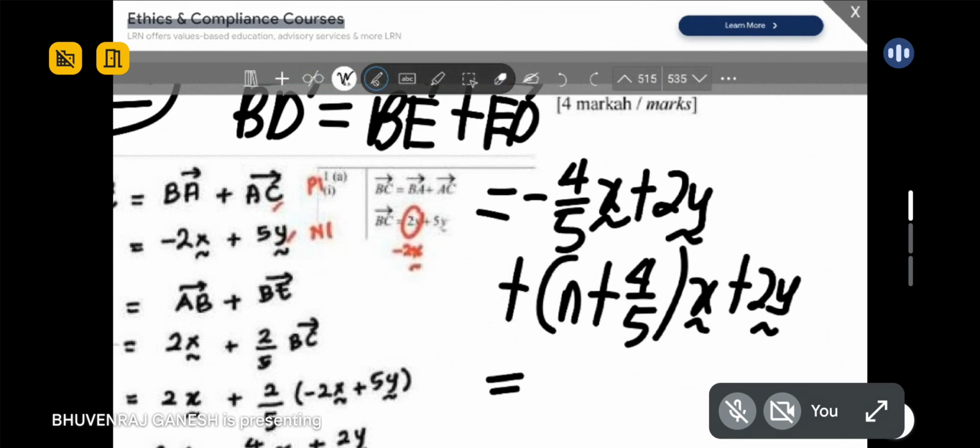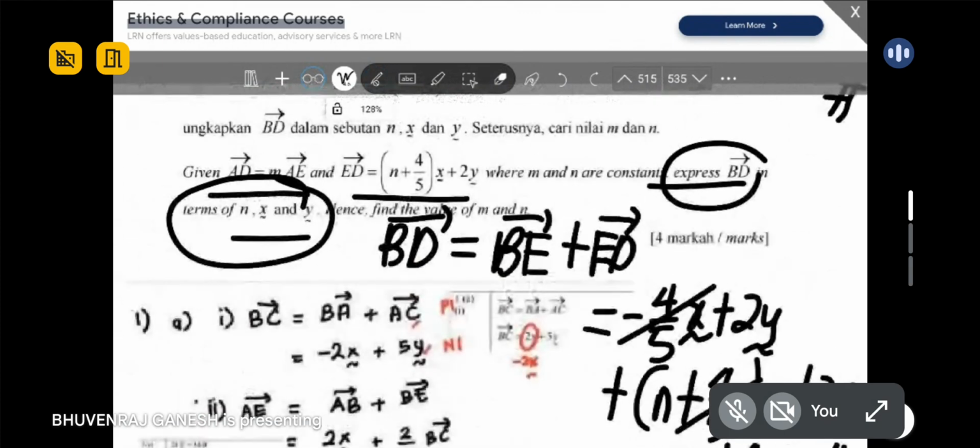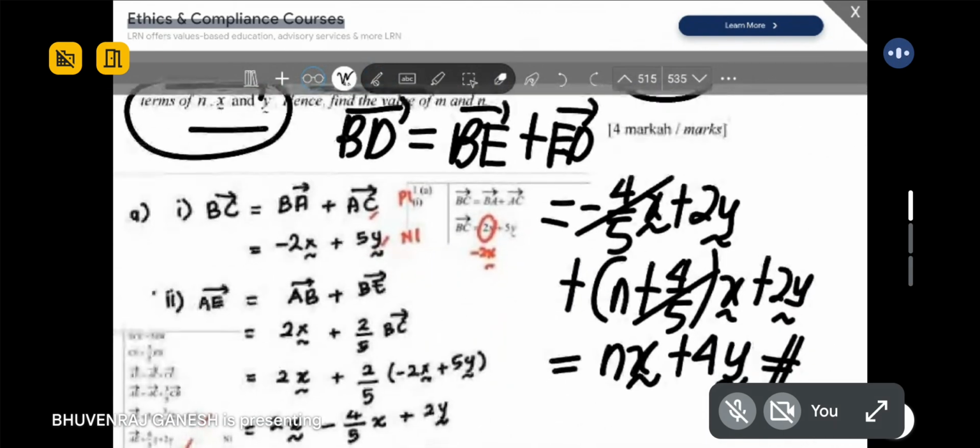So you will get how much? This one and this one will cancel. Negative 4 over 5 plus 4 over 5 potong. So you're left with nx plus 4y. Understand how to get the answer? So this is your answer for BD in terms of N, X, Y. Dapat guys? All of you clear?